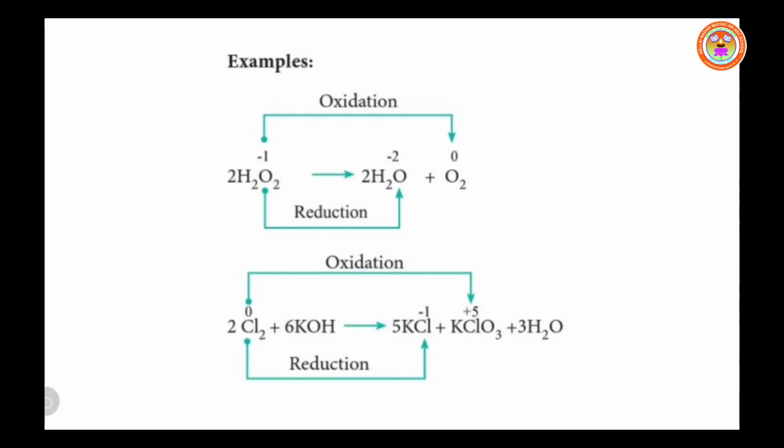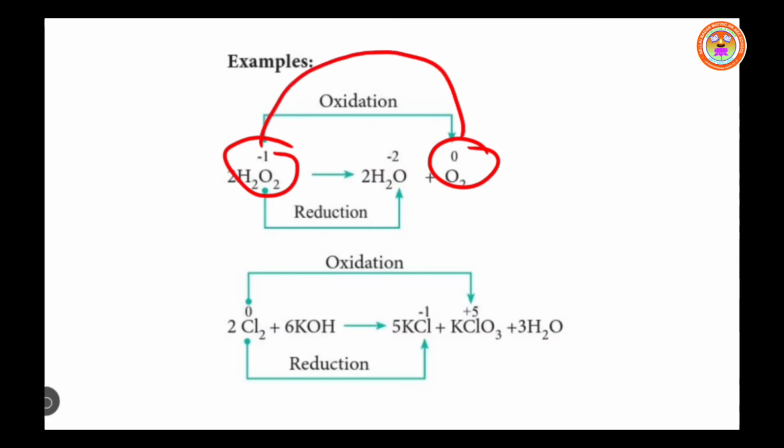Then in the O2 molecule, we know the oxidation state of oxygen is 0. In H2O2, the oxidation state of oxygen is -1. So here the -1 state of oxygen is changed to what? That is increased to 0 state, isn't it? -1 to 0 means increased. So the formation of O2 from H2O2 is the oxidation reaction.